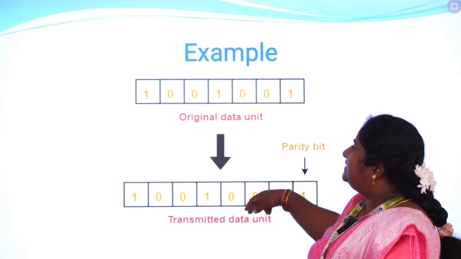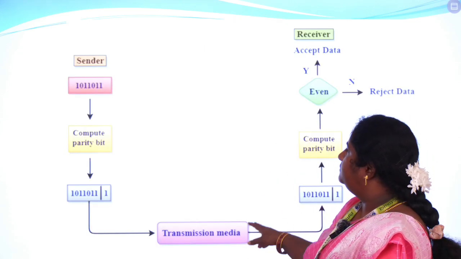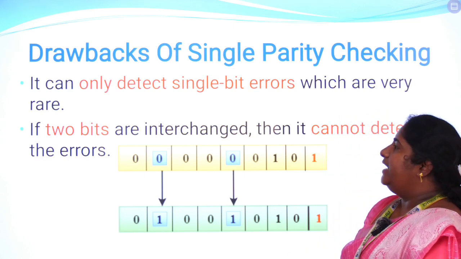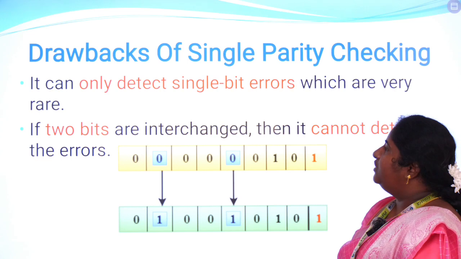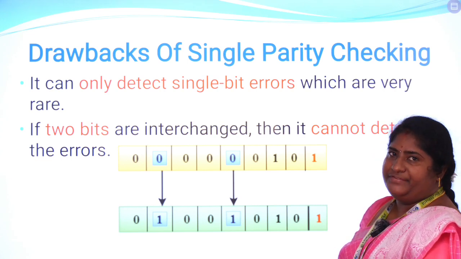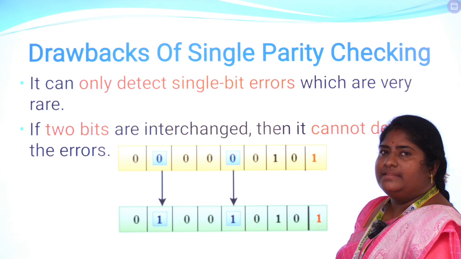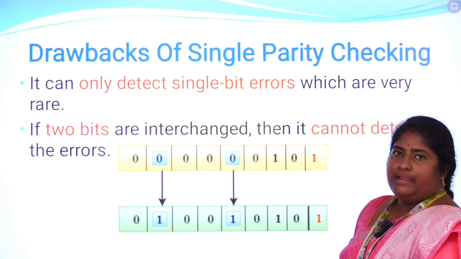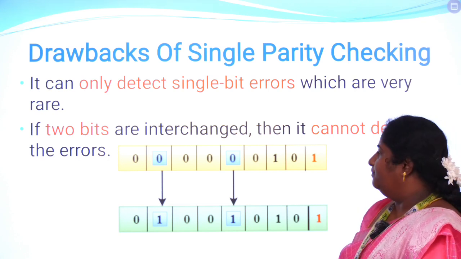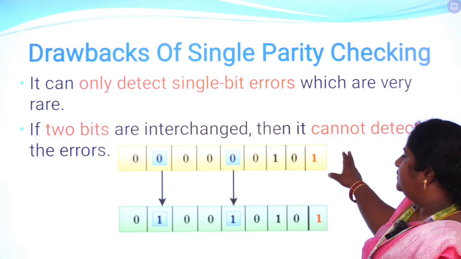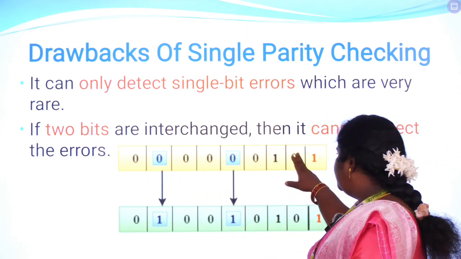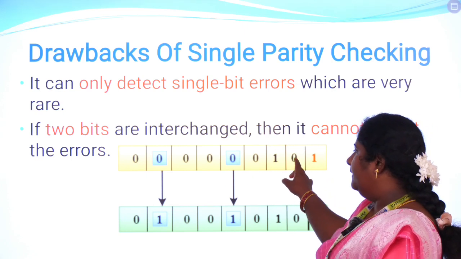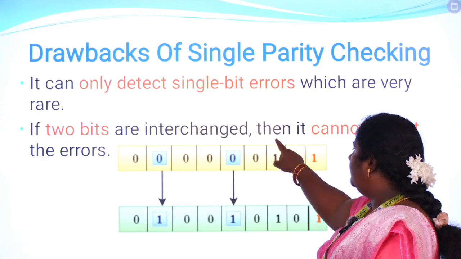It has certain drawbacks. The drawback of the single parity check is that it can only detect a single bit error. If two or more bits are affected by interference or the data is corrupted, then it cannot be identified with the help of a single parity check. This is the major difficulty we are facing here. Considering the original data, this is our original data and this one is called the parity bit. Here you have only one odd bit.